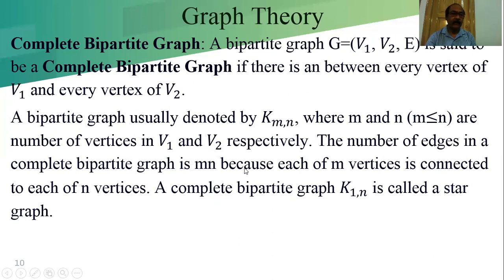The number of edges in a complete bipartite graph is M into N, because each and every vertex of V1 gives us N edges. There are M vertices in V1 and N vertices in V2. So we get M into N edges in a complete bipartite graph, because each of the M vertices is connected to each of the N vertices. A complete bipartite graph K1,N is called a star graph. It is shown in the next slide.